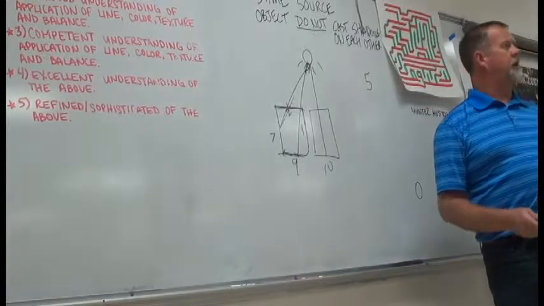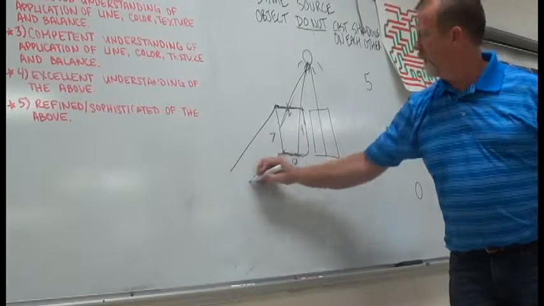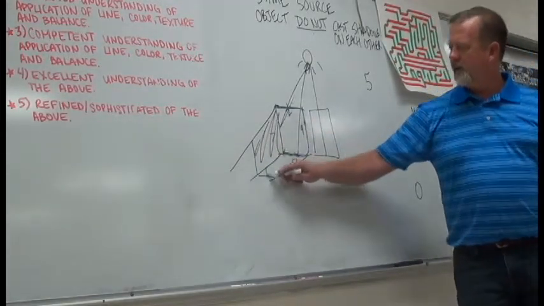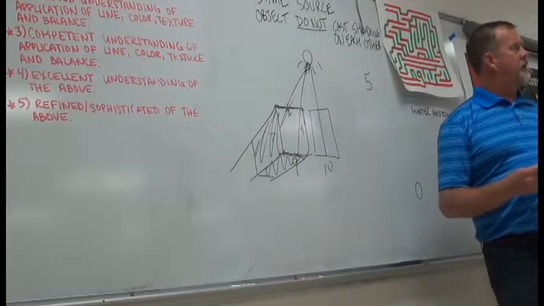Okay? You guys getting the idea here? So if I decided to draw my vanishing lines this way, all of this would be 7, and all of this would be 9. And that's how we would shade that. Does that make sense? Yeah.